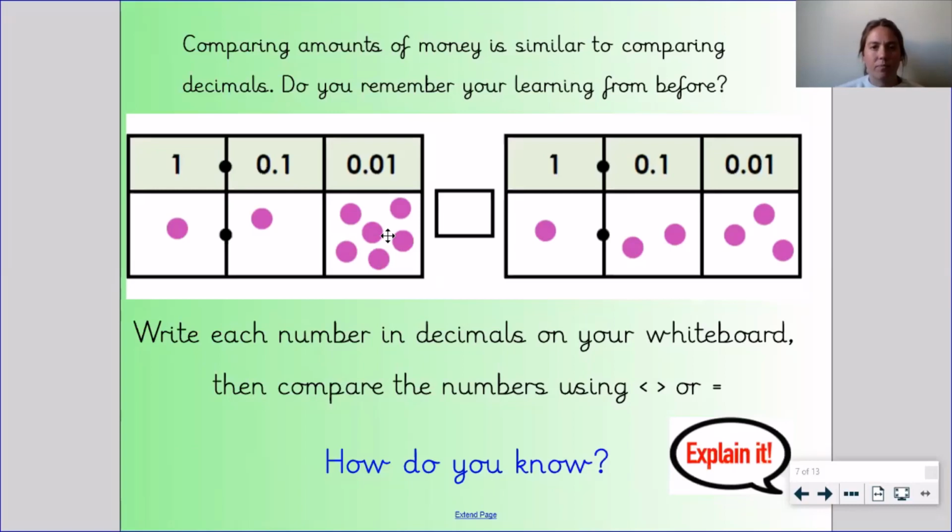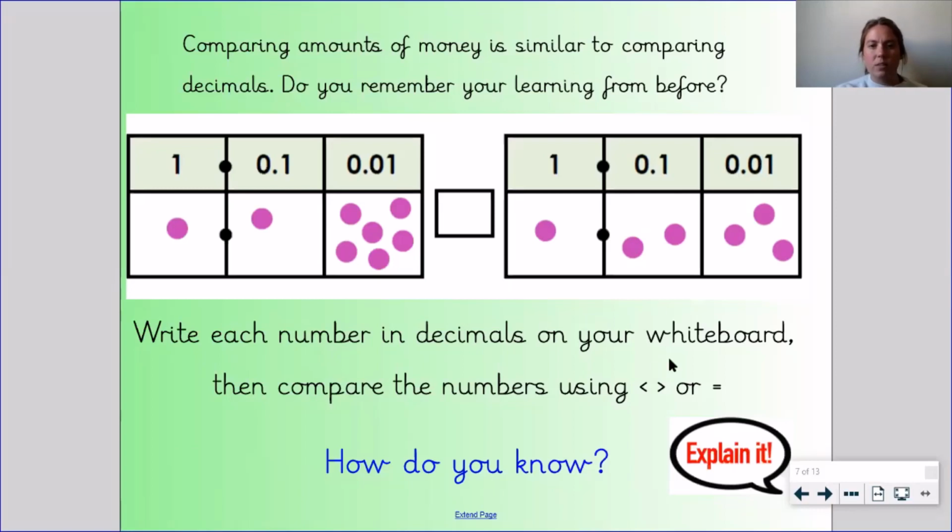And then over here, I've got 1 whole, 1/10 and 3/100. Okay, so how much money is that representing? Okay, so on the left here, I've got £1 and 16p. And on the right here, I've got £1 and 23p. Now, how does this help me compare the two?